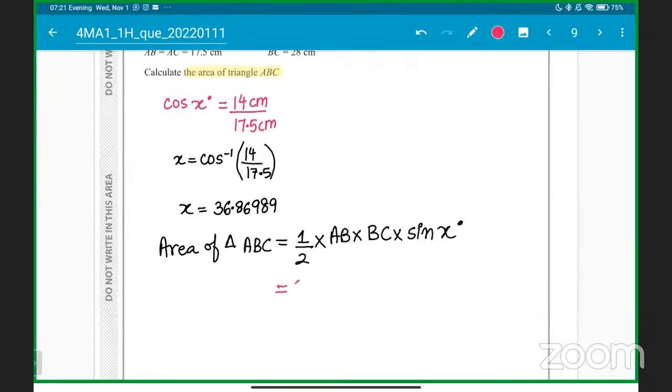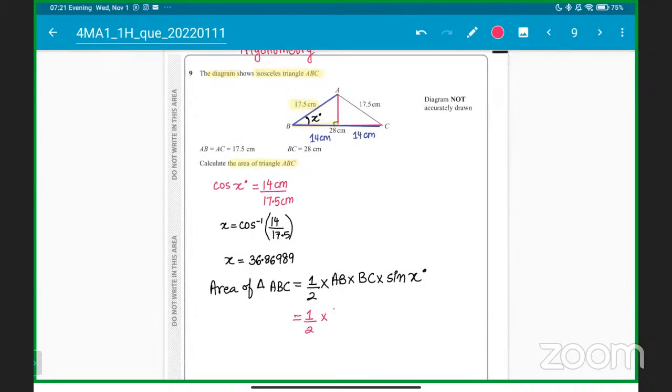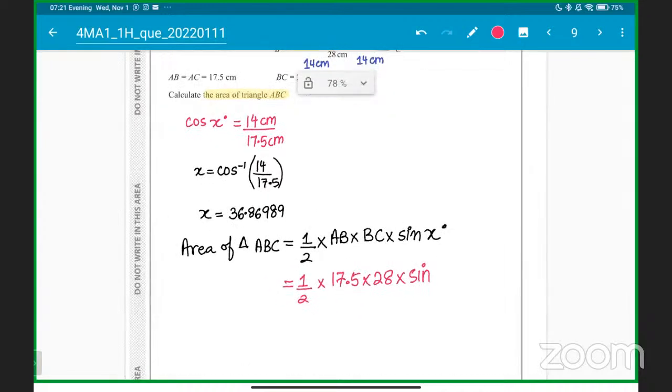So here we go, sir, half times AB is 17.5 times 28 times sine of this angle. So I'm going to just take the quick exact value, 36.86989. Let's take it at the moment, and we'll round off at the end, okay?